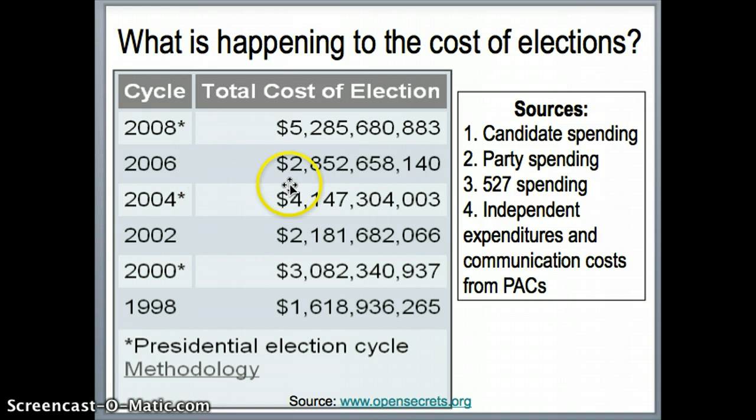Why do you think the spending dips in 2002 versus 2000 and 2004, and in 2006 versus 2004 and 2008? Yeah, those are midterm elections, and because the president was not running, there isn't as much attention to the process, as we've studied, and not as much money is donated. However, $2 billion is still a lot of money.